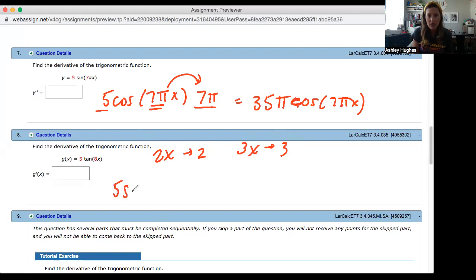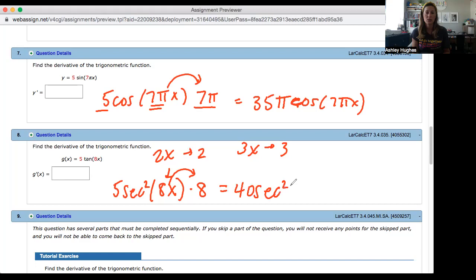Tangent goes to secant squared. So secant squared, you don't change this inside, but then you multiply by the derivative of 8x, which is 8. So 40 secant squared 8x.